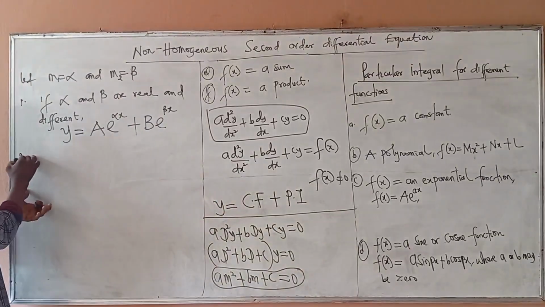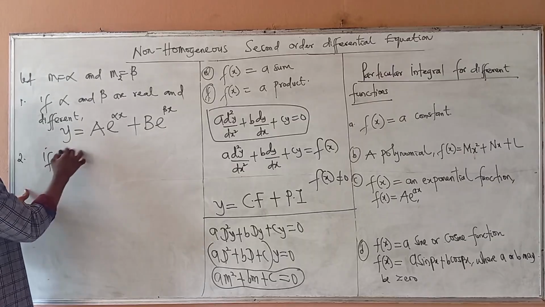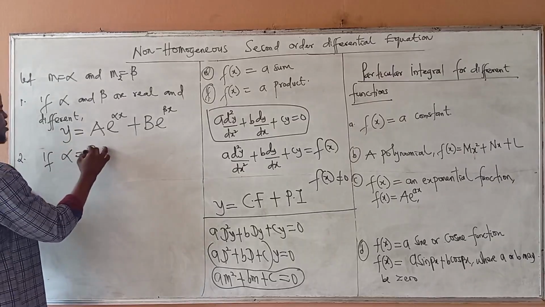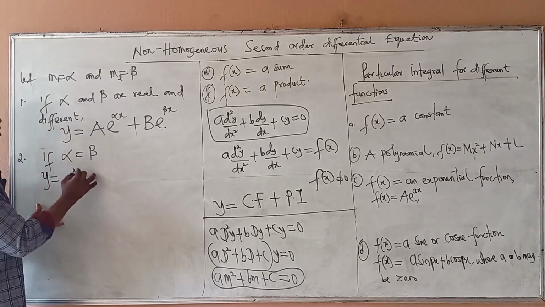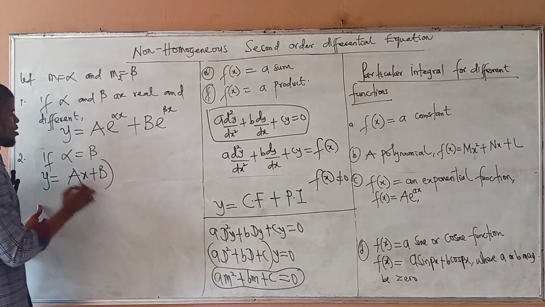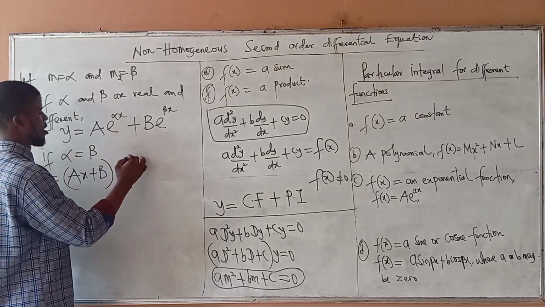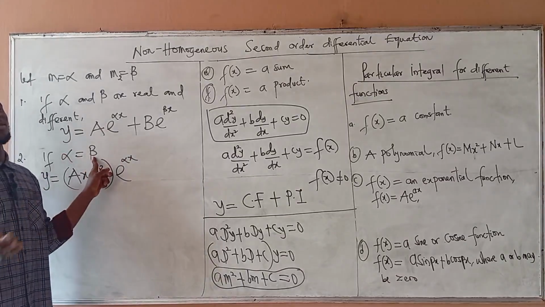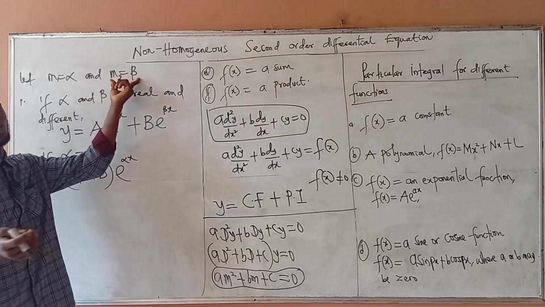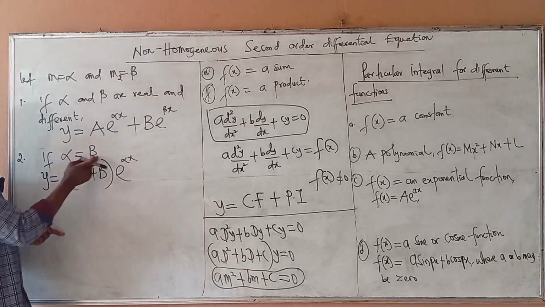What if alpha is equal to beta? We now say that the solution is y equals (Ax plus B) e^(alpha x). In this case, alpha and beta are the same thing. Let's say m equals 2 and m equals 2. So we just pick one of the two.